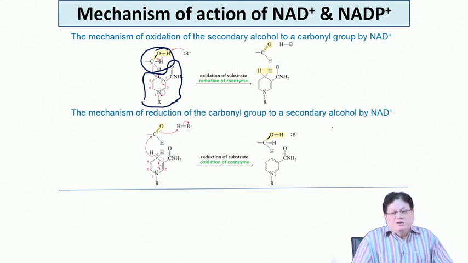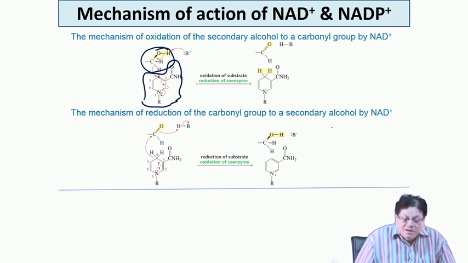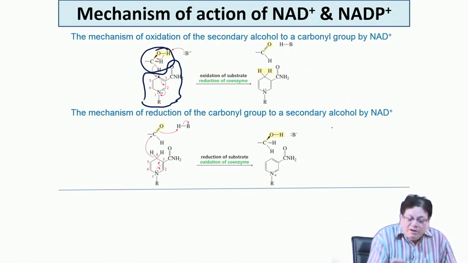So, there are many such reactions. Now, alcohol dehydrogenase. Alcohol dehydrogenase means it is in presence of NAD plus or NADP plus that from the alcohol you get to the aldehyde. And where has the hydrogen gone?